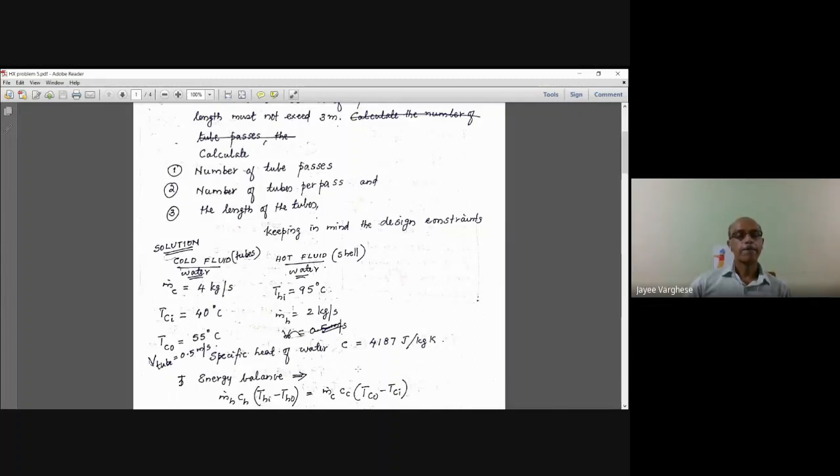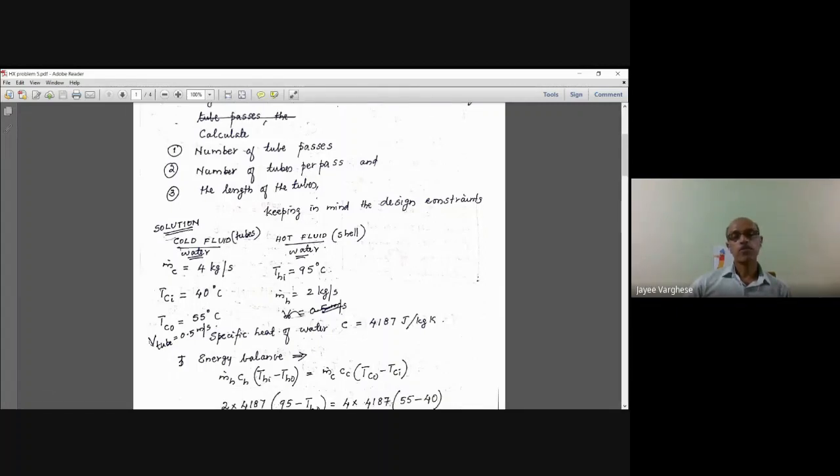Now the velocity of water inside the tubes is 0.5 meter per second and mass flow rate of water in the tubes is 4 kilogram per second. The inlet temperature of the cold fluid in the tubes is 40 degrees Celsius and the outlet temperature of the cold fluid is 55 degrees Celsius. Specific heat is common for both the hot and cold fluids. Now, cold fluid is a tube fluid. The velocity is given. So first of all we need to calculate the number of tubes.